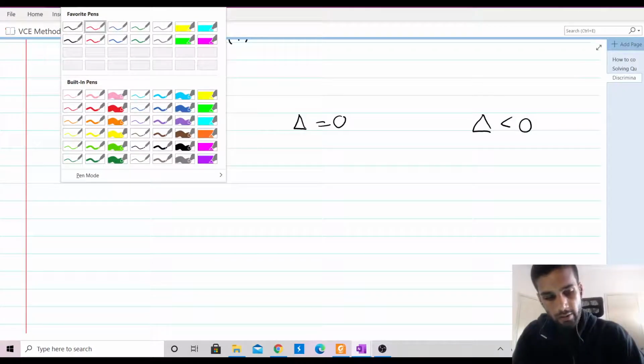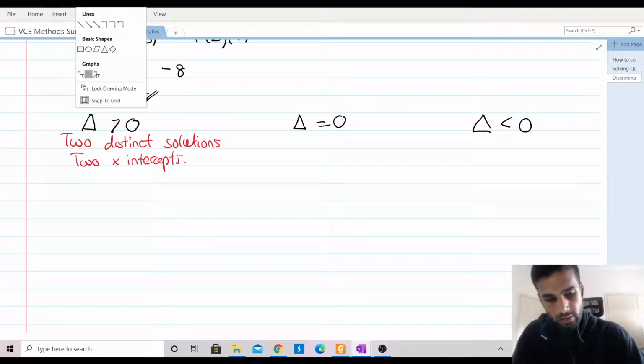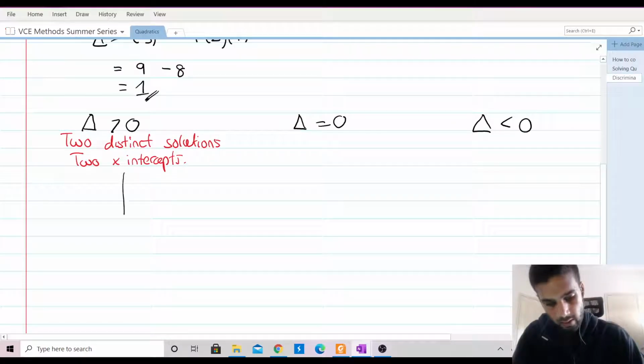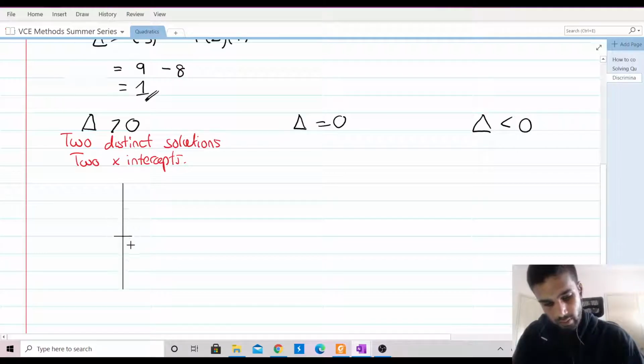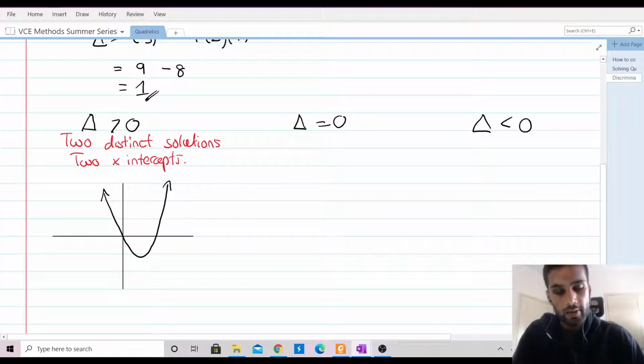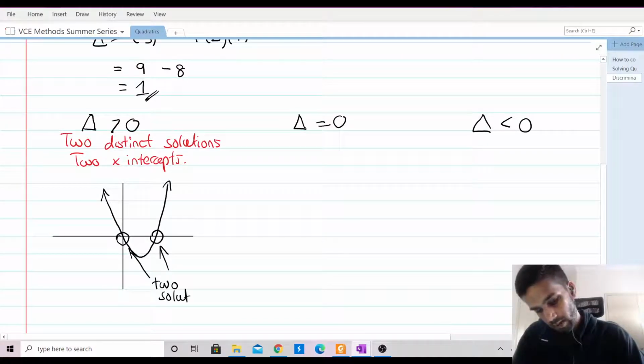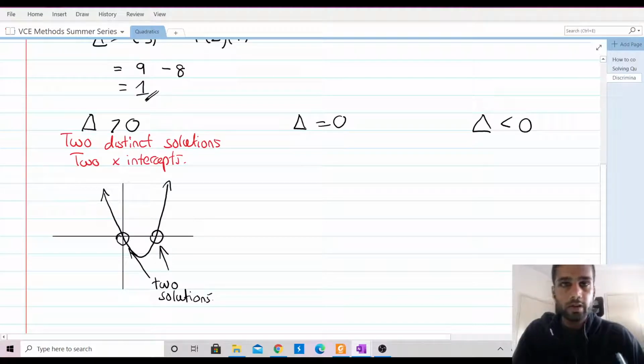So how does that look on a graph? If we have a sketch here, do it in black. A discriminant greater than 0 will look like this, something like that. And the important thing to highlight about this is it crosses the x-axis twice. Once here, and then once here. These are the 2 solutions. The discriminant doesn't tell us what the solutions are, just that 2 solutions exist.